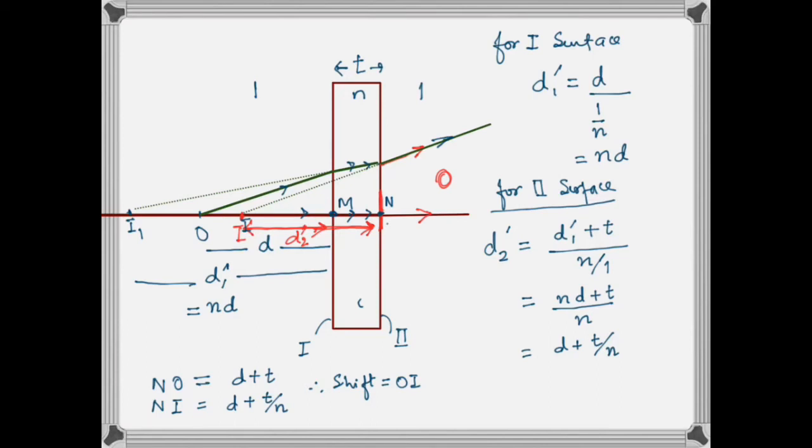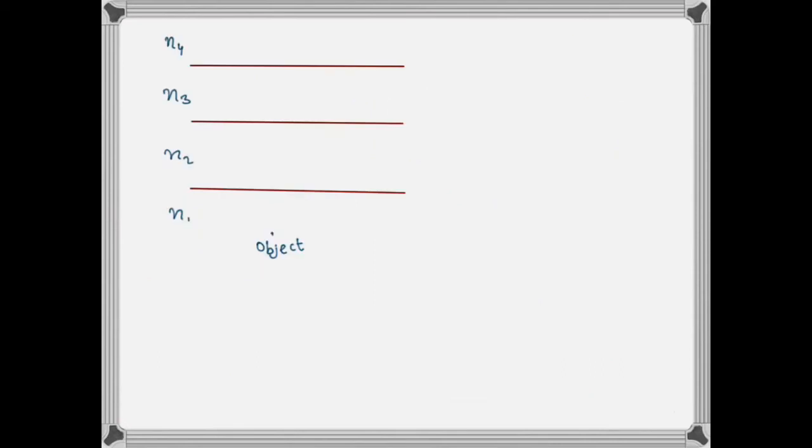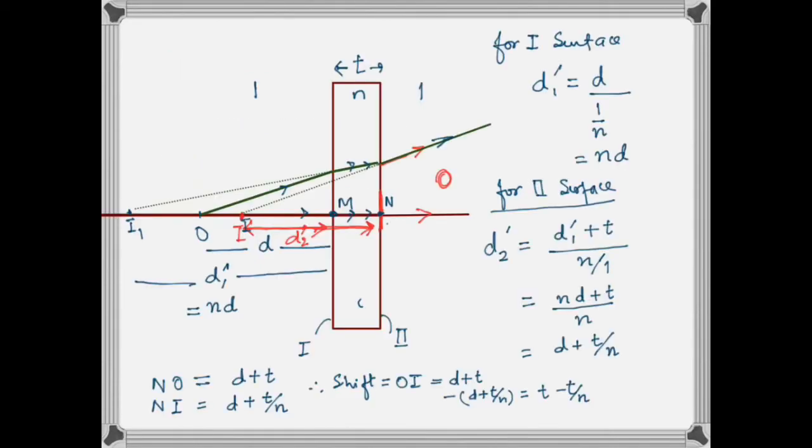By subtracting NI from NO. If you subtract, it becomes d plus t minus d plus t by n, and it is t minus t by n. So that becomes the formula for the shift. You can apply this formula to find the shift, t minus t by n.